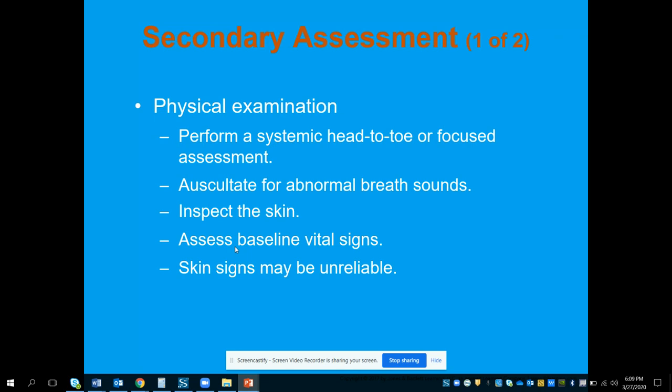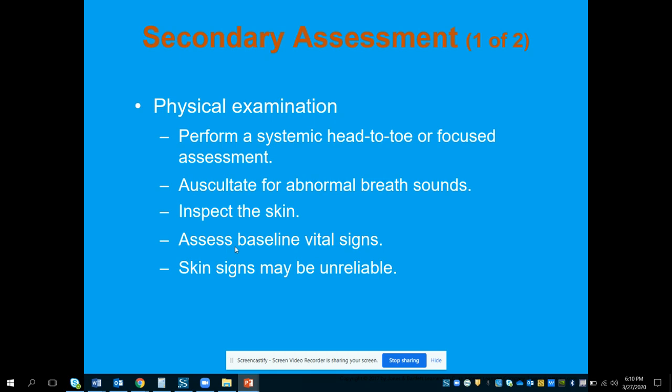We're going to do our physical examination, performing a systematic head to toe or focused assessment depending on the patient's presentation. If they're unresponsive, we would want to do a full body hands-on assessment. If they're not, then we could go with the focused medical assessment.